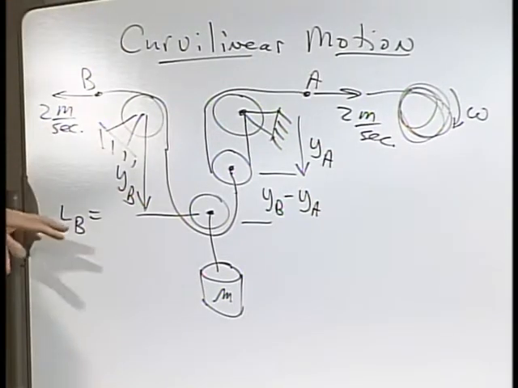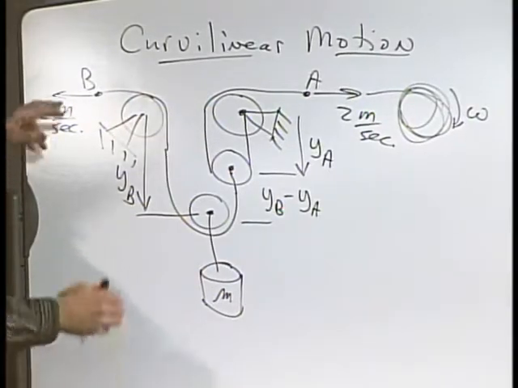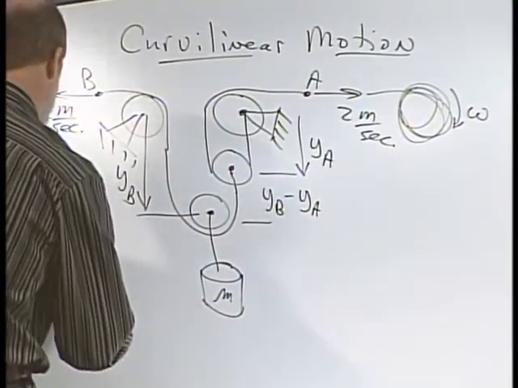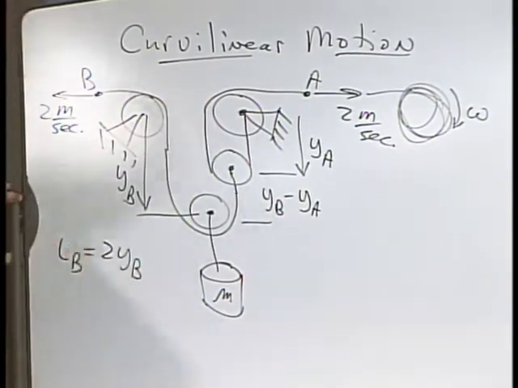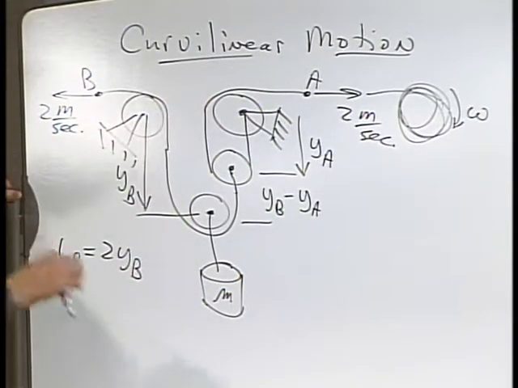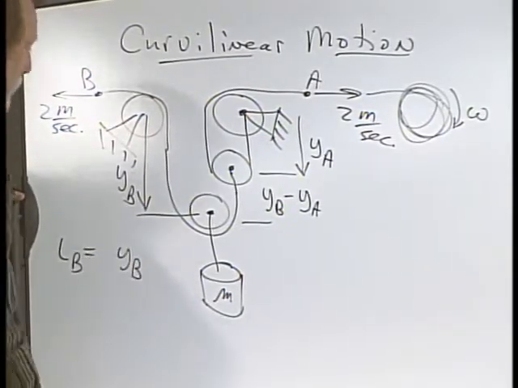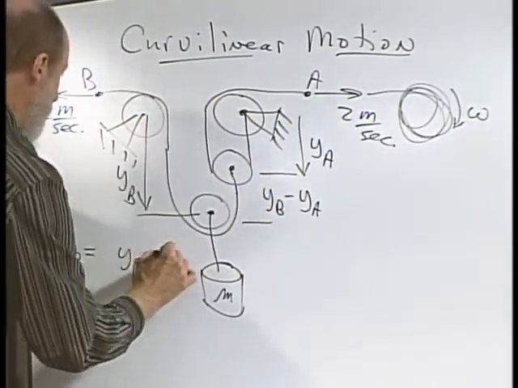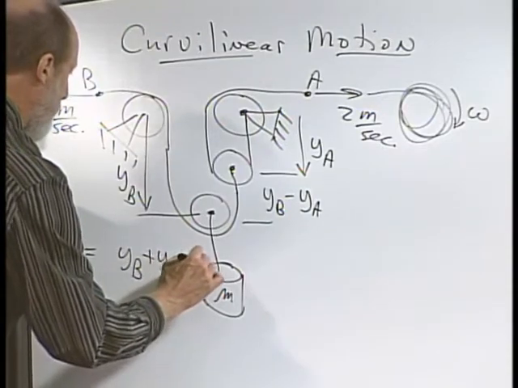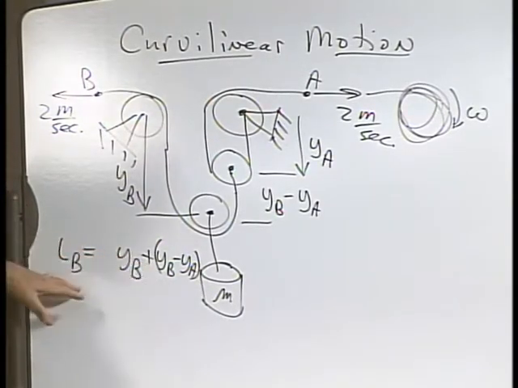And now we write the equation like we've done previously for this left-hand cable. L sub B is made up of, no, I'm sorry, 1 segment of Y sub B, and a segment of Y sub B minus Y sub A. Does this agree with the notes that we have earlier? Okay. So there's that equation.